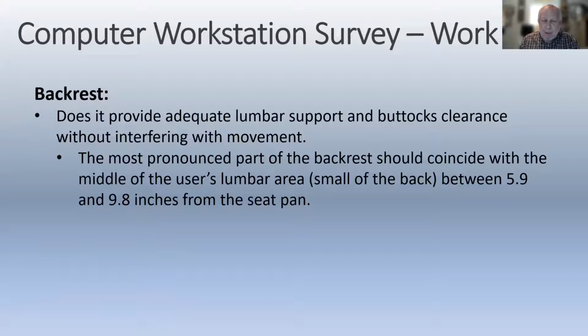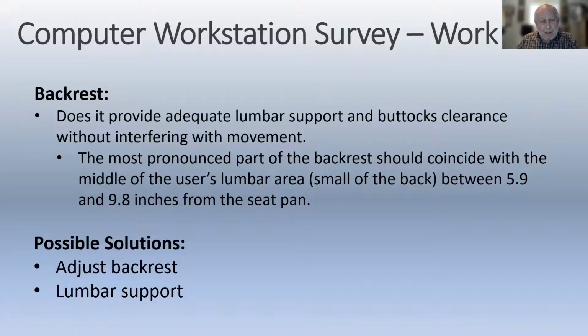Backrest. Does it provide adequate lumbar support and buttocks clearance without interfering with movement? It's on the back of the chair. The most pronounced part of the backrest should coincide with the middle of the user's lumbar area, the small of the back, between 5.9 and 9.8 inches above the seat pan. Now, why they come up with 5.9 and 9.8 instead of just saying 6 to 10 is beyond me, but that's what it said where I got this information. Possible solutions are to adjust the backrest and add some kind of lumbar support.